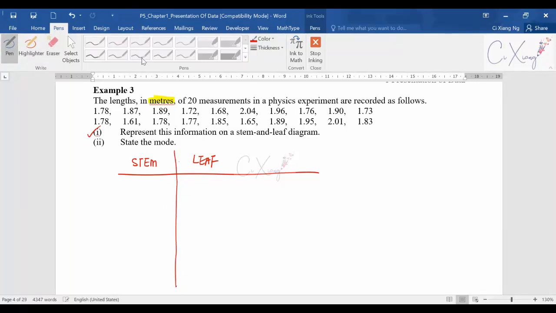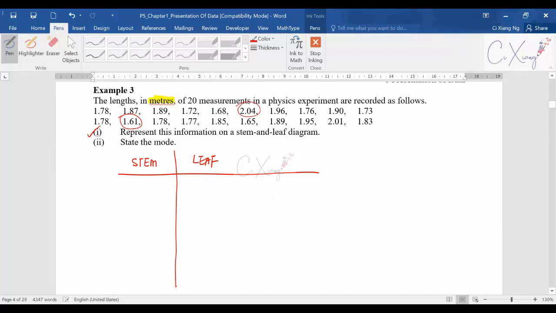Again, the very first step is I will always look for the smallest value. So for this one, the smallest value is what? The smallest value should be 1.61. Is there any other smaller value than this? No, right? Then after that, the highest value is 2.04.